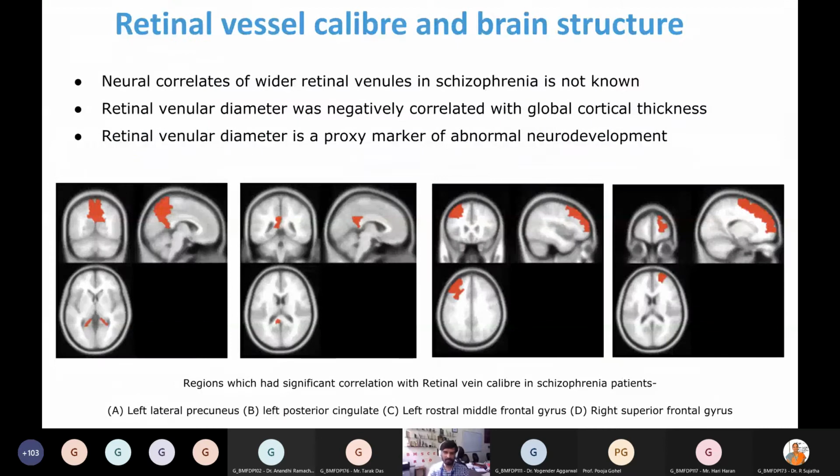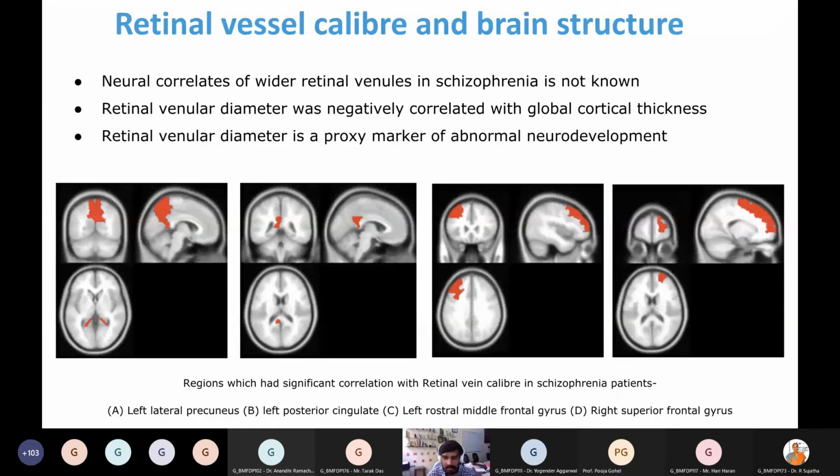And this is post my PhD. What we did was we took MRI images, and we wanted to see if there is some correlation with the brain structure. Because as you know, the gold standard for many brain-related abnormalities is MRI, right?